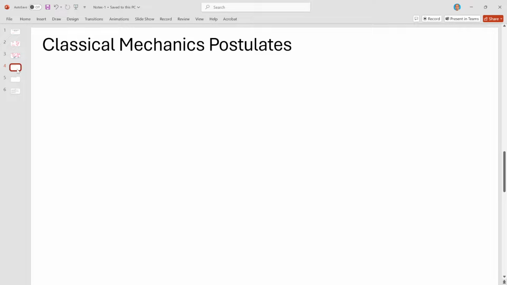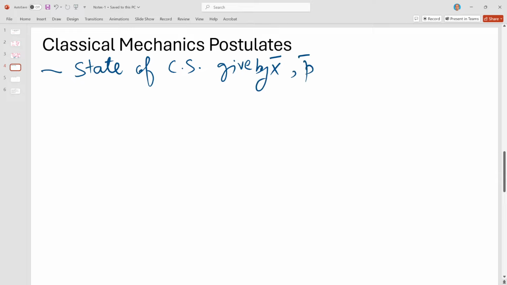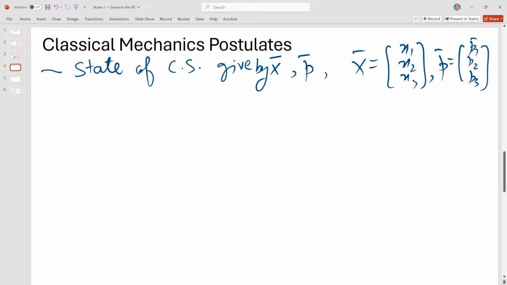So let me start with the postulates of classical mechanics. The fundamental belief that governs all of the development of classical mechanics and its application is that the state of a classical system is given by its position vector and its momentum vector. And in 3D, this position vector can be a column vector with three components, and this momentum vector can also have three components.